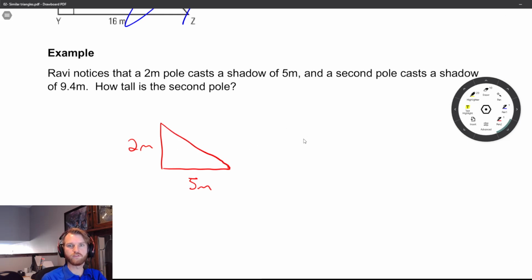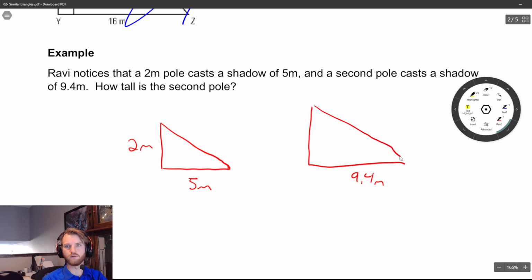And then there's a second pole that casts a larger shadow. So I'm going to draw a larger pole that is casting a larger shadow of 9.4 meters. There's the shadow being cast down. And it says, how tall is the second pole? I'm just going to label this one here with an X, like this is what we're looking for.